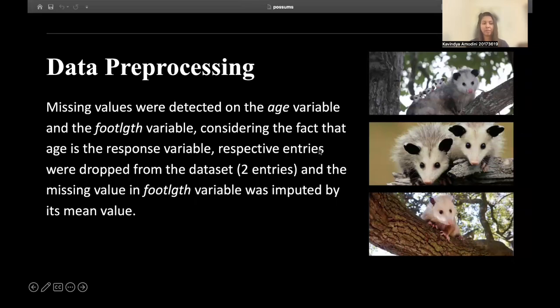Hi, I'm Kavindya. I'm going to talk about the data processing. Missing values were detected in the age variable and the foot length variable. Considering the fact that age is the response variable, respective entries were dropped from the dataset, and the missing values in the foot length variable were imputed by its mean value.